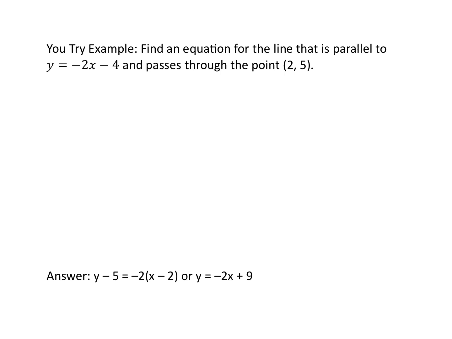Okay, so I want to find an equation for the line that is parallel to y equals negative 2x minus 4 and passes through the point 2, 5. So if it's parallel to y equals negative 2x minus 4, then I know its slope is negative 2 because the slope of this line is negative 2 and parallel lines have the same slope. So I know the slope and I know a point, which means the easiest equation format to use is going to be point slope format.